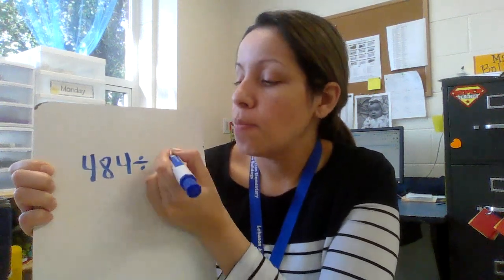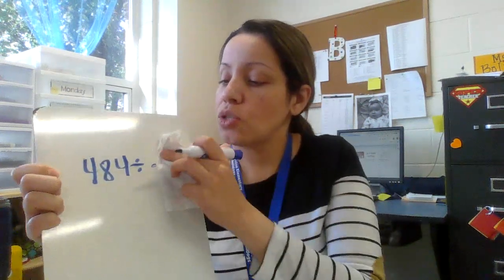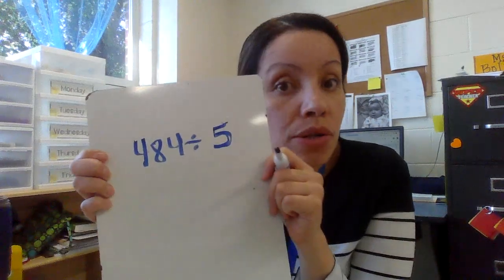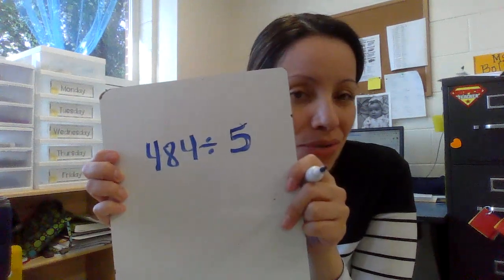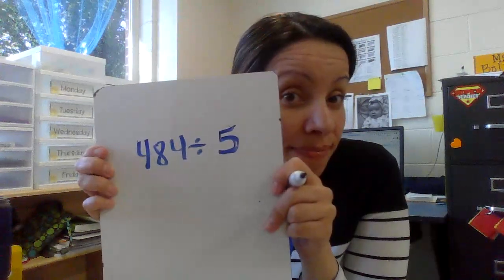So what if I had 484 divided by 2? Nah, we're not going to do 2. That's too easy. You guys can do better. Divided by 5. Okay? So I want you to pause the problem. Just keep this on your screen so you know how to do it. Work it out and see if you get the right answer. Pause now.